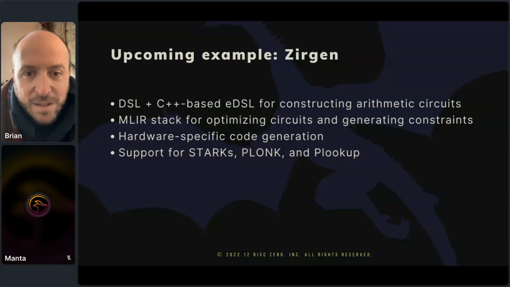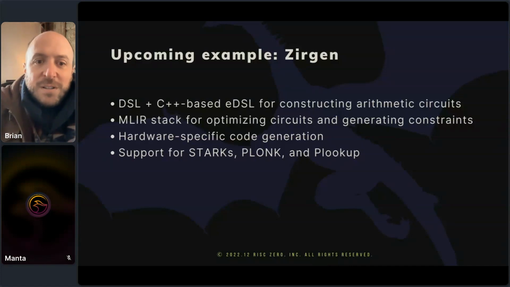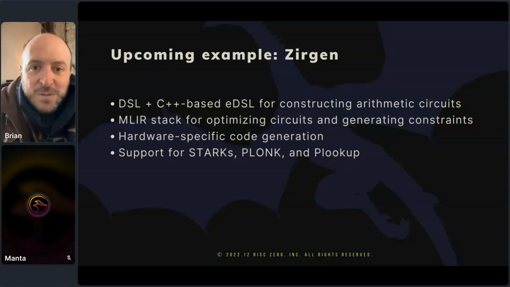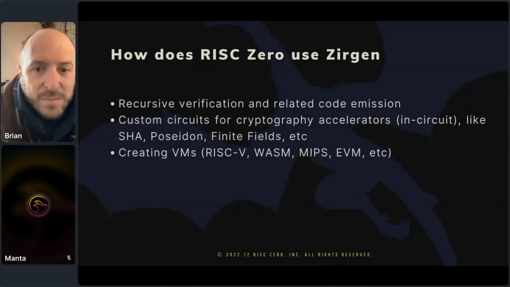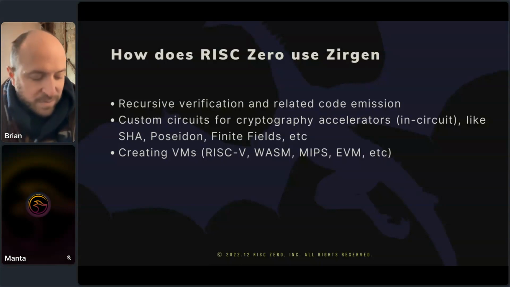We use Zirgen internally to support several different hardware targets, as well as optimize the circuits that we describe with it, and it supports a limited number of proving systems currently. Specifically, we use it to describe the RISC-V circuit itself, as well as build a number of accelerators for hash functions, finite fields, etc. And we'll probably be building a lot more of those, and ideally enable the community to start using this infrastructure to build more things in the future.